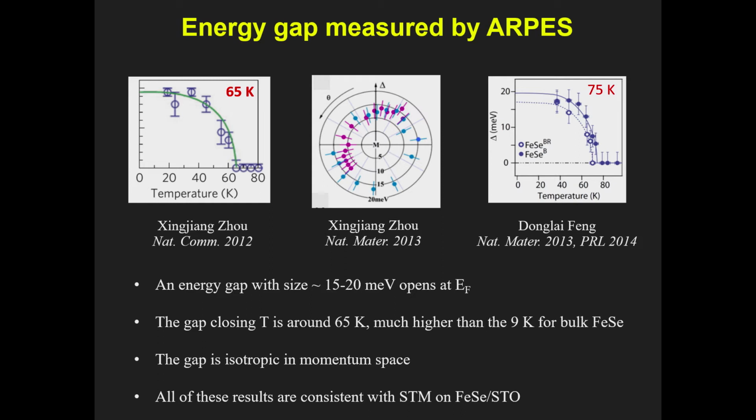Moreover, Xingjiang's group measured the momentum space dependence of the gap size. It's highly isotropic, meaning it's not nodal. So all of these three results are consistent with STM.